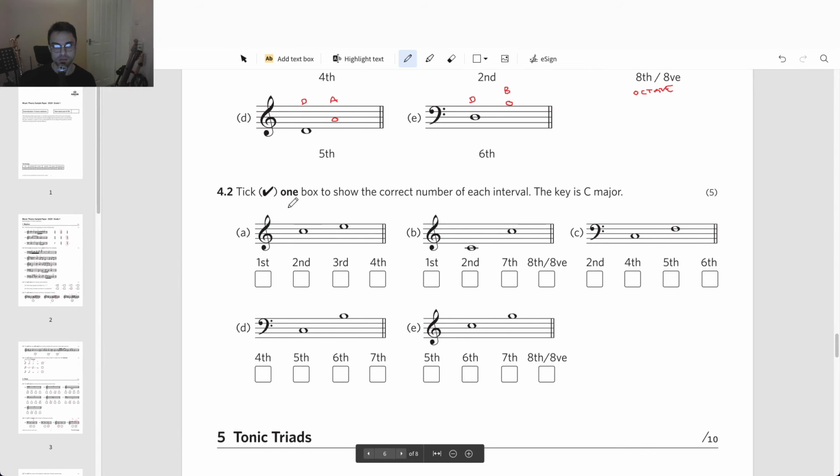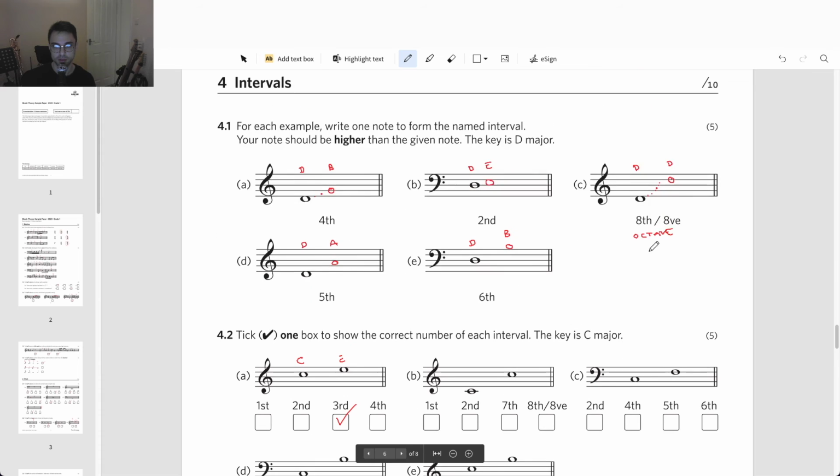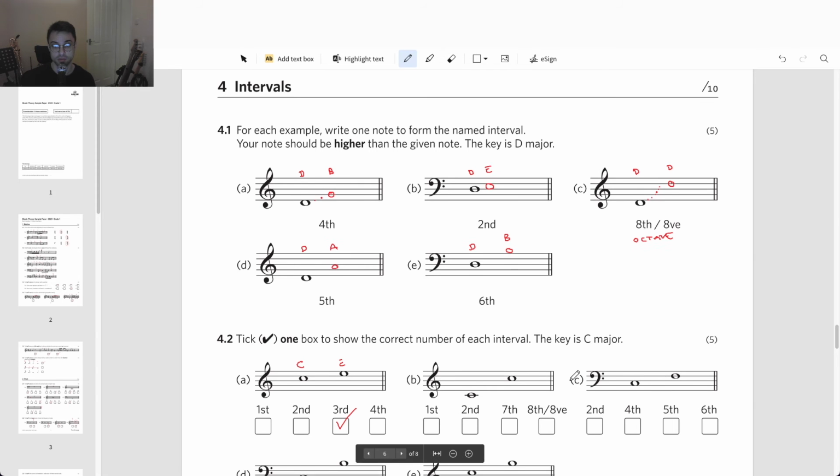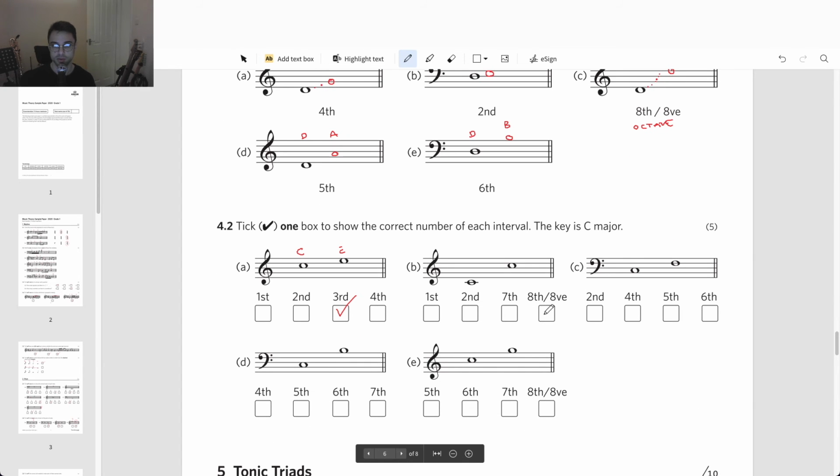So this is a C, and let's count up the scale. C, D, E. 1, 2, 3. That's an E, so it's a third. All right, next one. C and C. Okay, well, we did a very similar thing up here when we went from D to D, and now we're going C to C, so it's an octave. We've just gone up an octave.